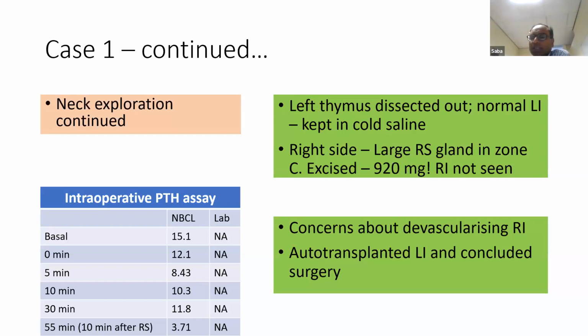And I wasn't sure whether I had devascularized it during the search for it. And therefore, I auto-transplanted the left inferior for what it was worth, because I thought if I devascularize the right inferior and I'm not putting the left inferior back, then we've got a significant problem with severe hypoparathyroidism. Do you think that's reasonable? Any comments? No, very much so.